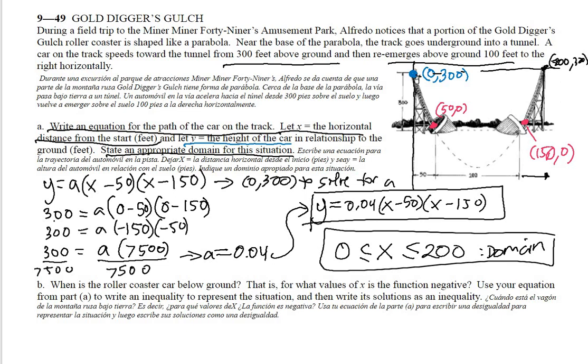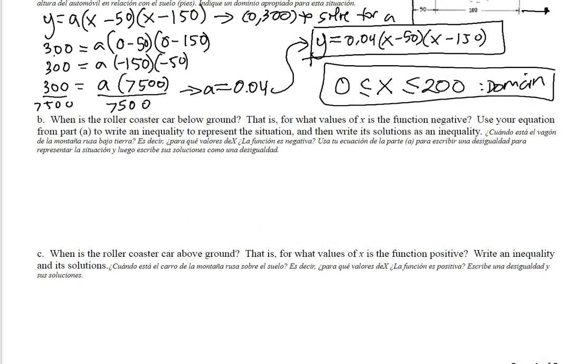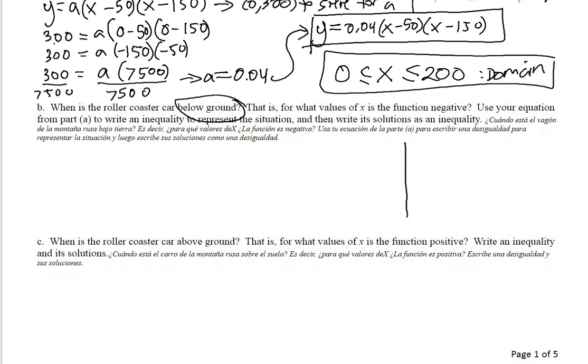Okay, we continue. The next question says, when is the roller coaster below ground? Now, you can just look at your paper, you don't have to draw this, but because you can't see the picture, I'm going to quickly sketch the graph. So this is the point 150, 0. This is the point 200, 300. And this is the point 0, 300. And this is the point 50, 0.